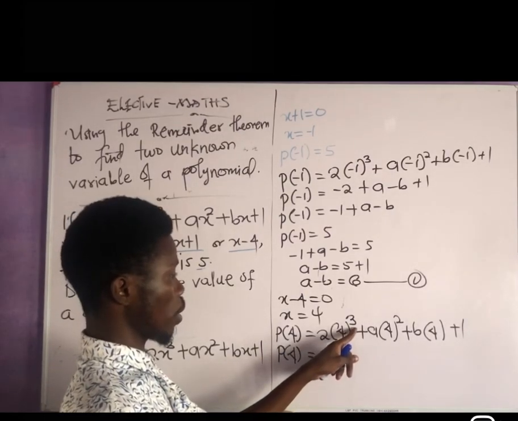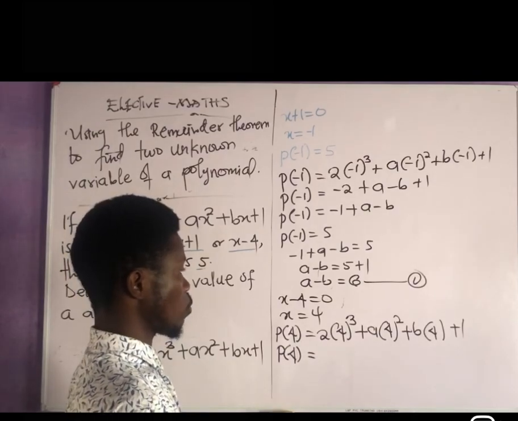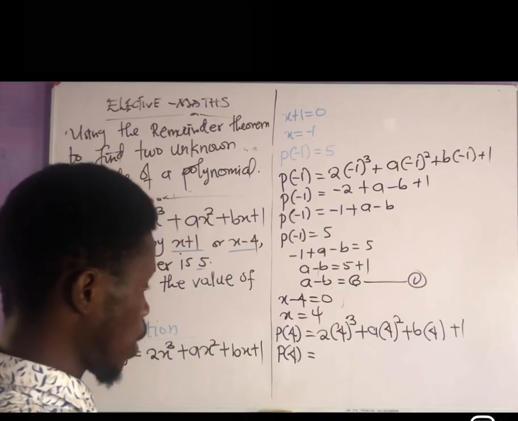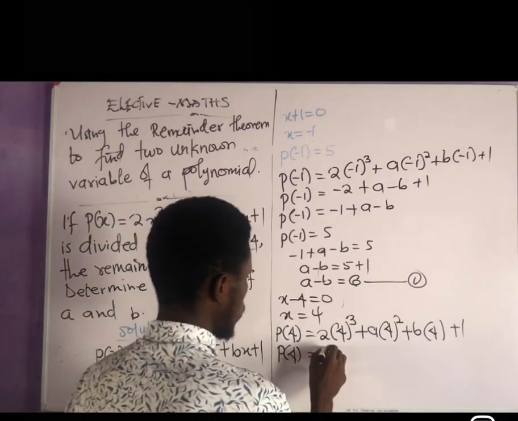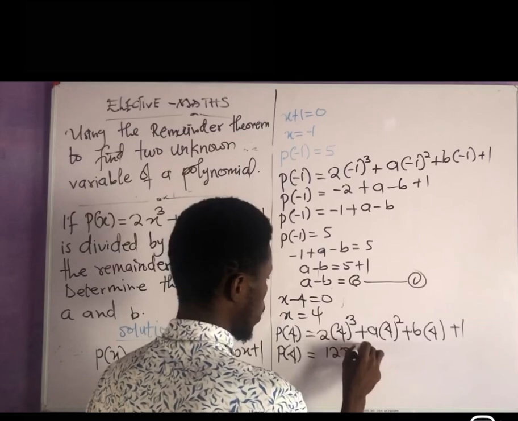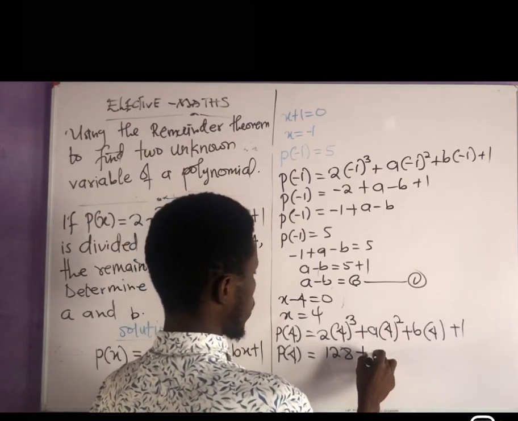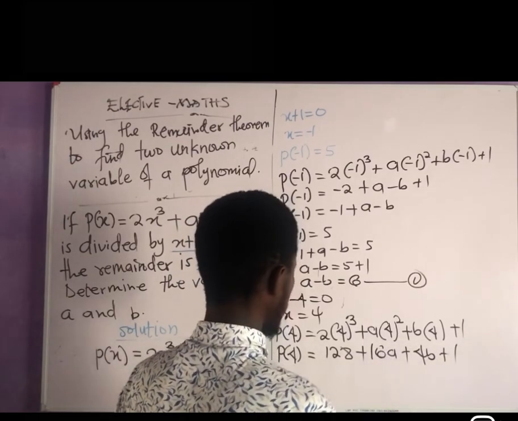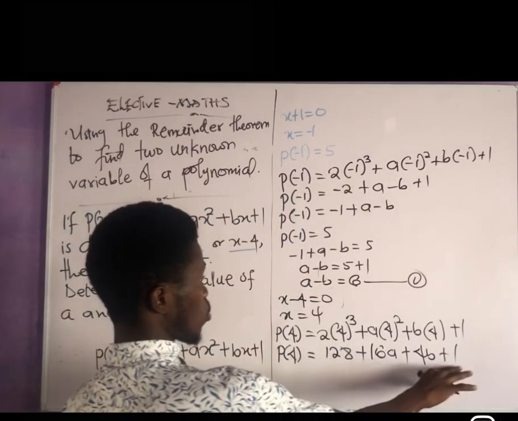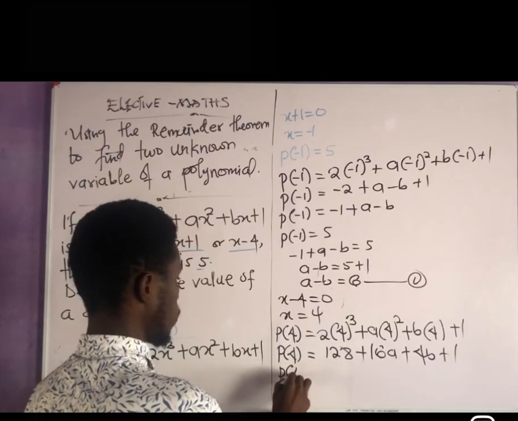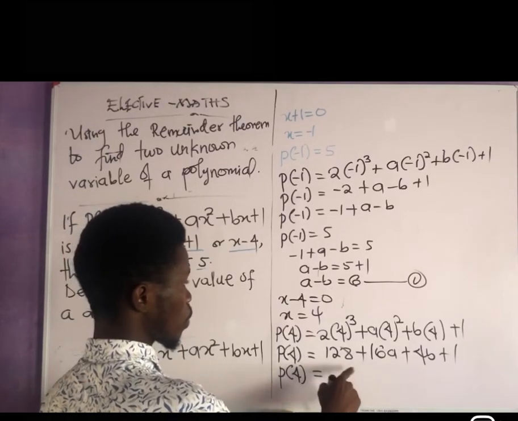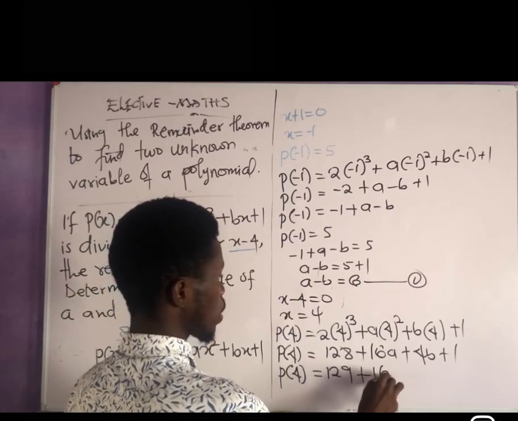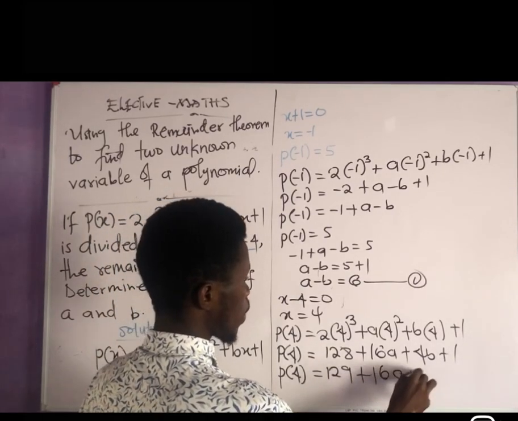4 to the power 3 is 64. 64 times 2, we have 128. This side will give you 128. Plus 4 squared is 16, so we have 16a plus 4b plus 1. Alright, so I can add this one to this. It means that p of 4 will be 128 plus 1 will give you 129 plus 16a plus 4b.